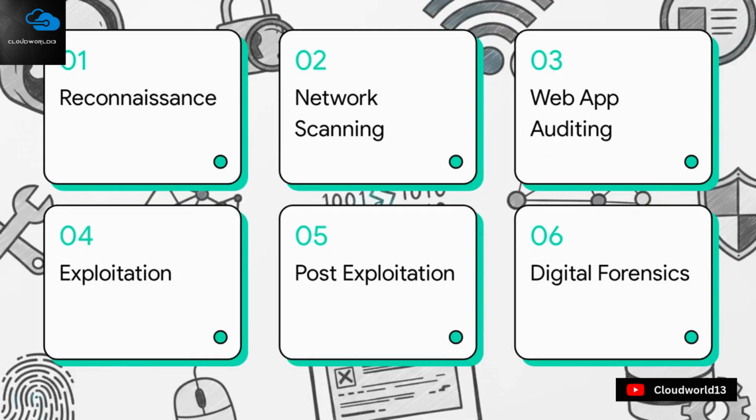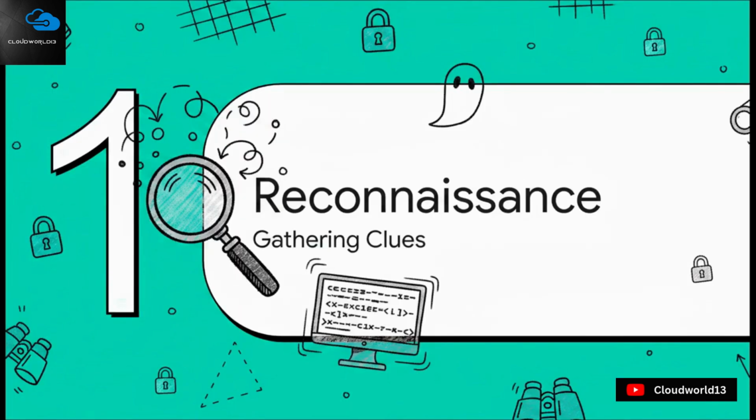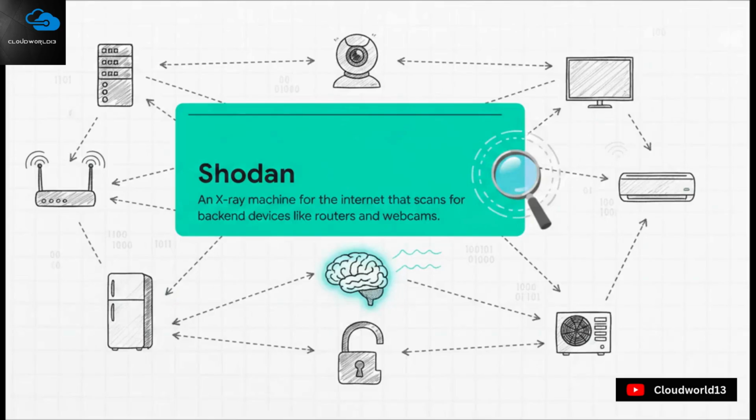Our agenda today is structured exactly like the life cycle of a professional security audit: reconnaissance, network scanning, web application auditing, exploitation and credentials, system post-exploitation, and finally, digital forensics. Let's kick things off with Phase 1, reconnaissance, gathering clues from the outside. So in this very first step, we're gathering vital info without ever actually touching the target's internal network. It's pure old-school digital detective work.